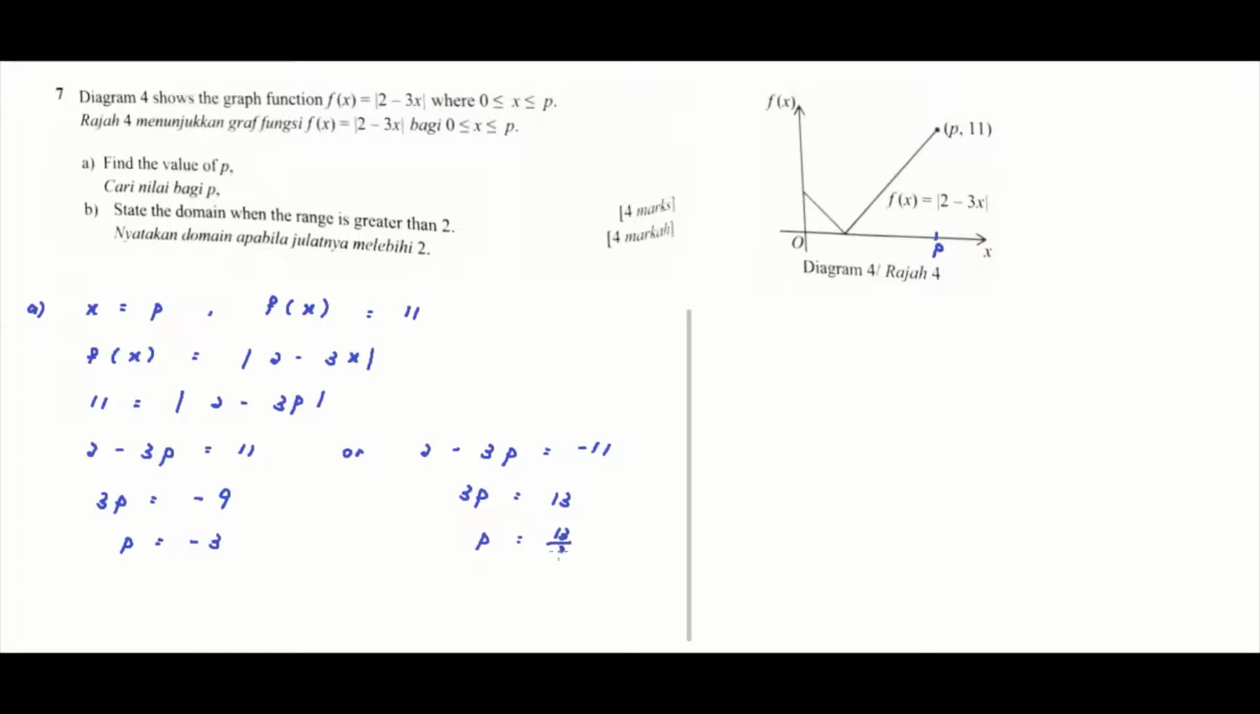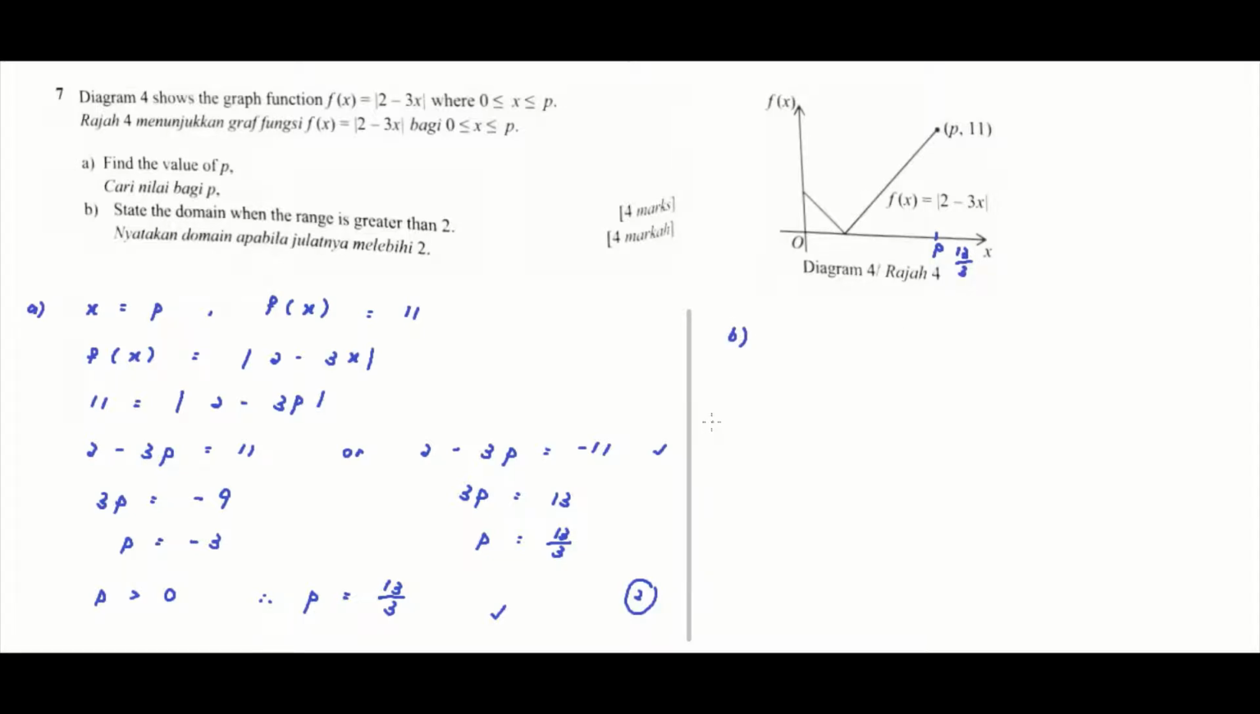In the diagram above, we have only one point, so it's either -3 or 13/3 and you need to pick one. In this case, p is a positive value, because it's on the right hand side of the graph. So p is equal to 13/3. That's the idea for number 7. You get one mark for the answer and one mark for the method, so it's 2 marks for part A. Now we move on to B.